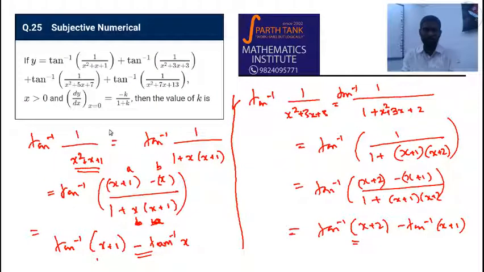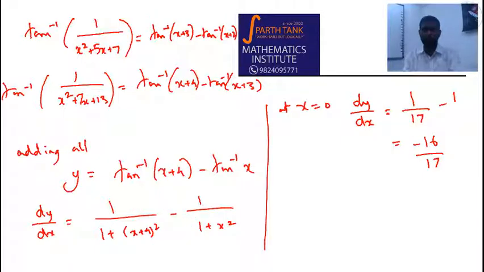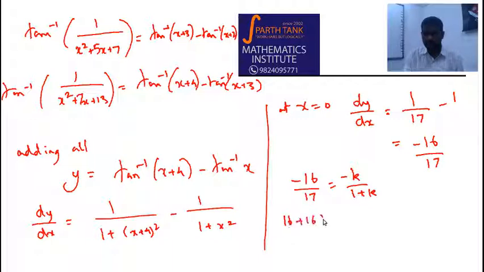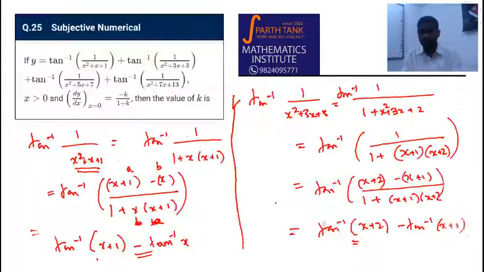Now they have given this value is minus k by 1 plus k. That is minus 16 by 17 is minus k by 1 plus k. So I can take 16 plus 16k, cancel the negative on both sides, is 17k. K is equal to 16. So the answer is 16. A bit lengthy problem, but if you get these things, it's quite easy.